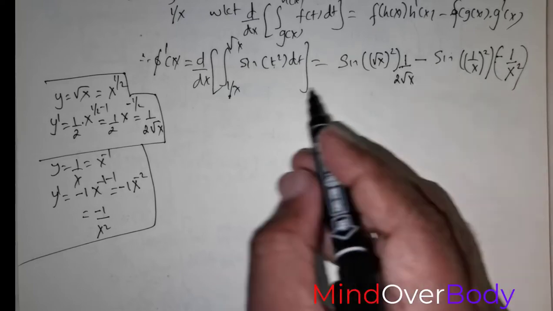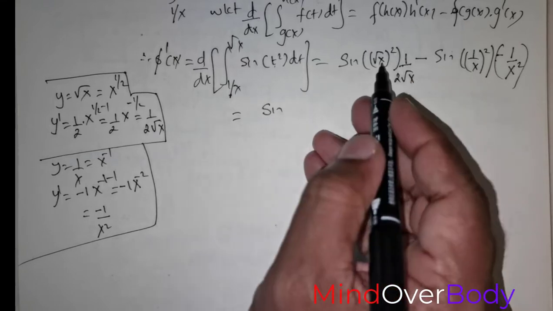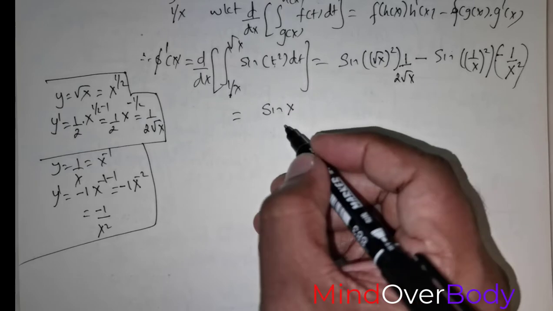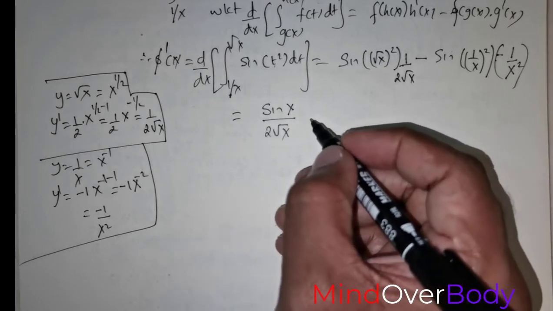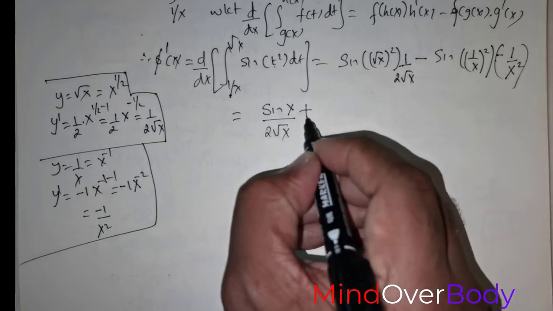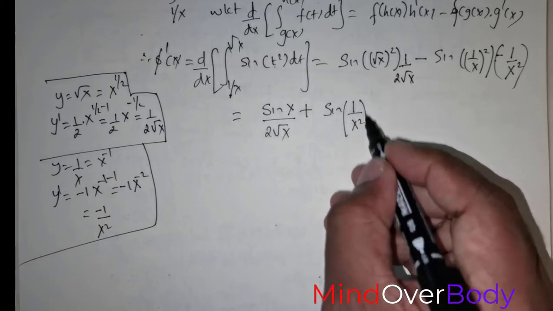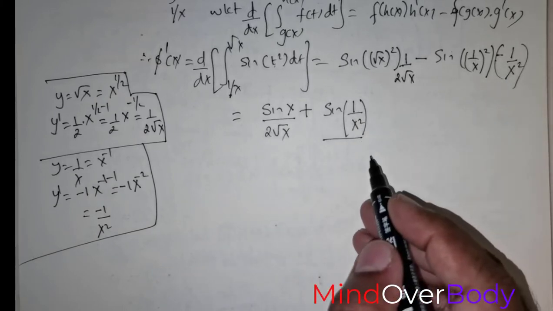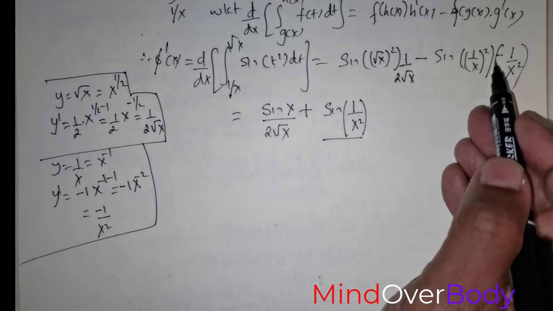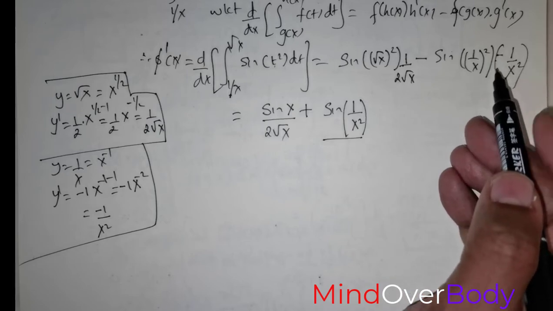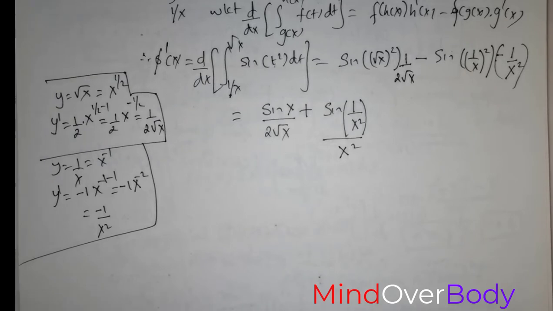So let me simplify this. This is going to become sine of root x raised to the power of 2, which is x, divided by 2 times root of x, and we got negative, that's going to be positive. So this is sine of 1 over x squared, divided by, we are actually multiplying by 1 over x squared, so that means this is going to be divided by x squared, right? So this is what we've got.